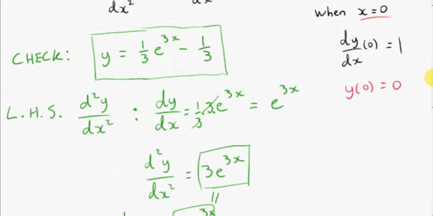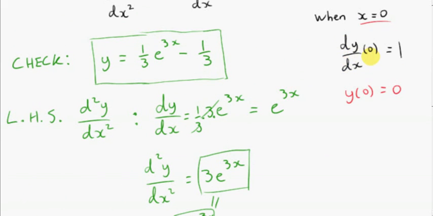We can very quickly check the boundary conditions. dy/dx at x equals 0 should equal 1. So let's get dy/dx at x equals 0. We can write it like this, or another way is to use a vertical line and write x equals 0. So dy/dx is e to the 3x. Sorry, we want dy/dx at x equals 0, of course. Okay, dy/dx at x equals 0 is e to the 3 times 0. That's e to the 0, which is 1. So that does check out.